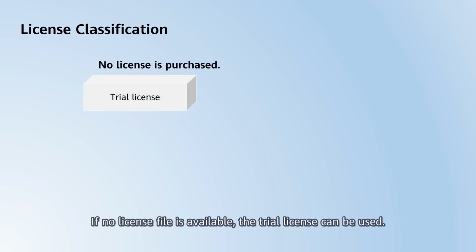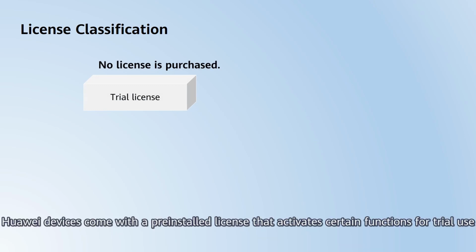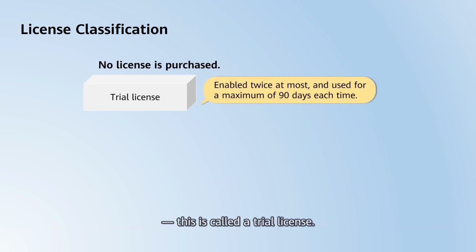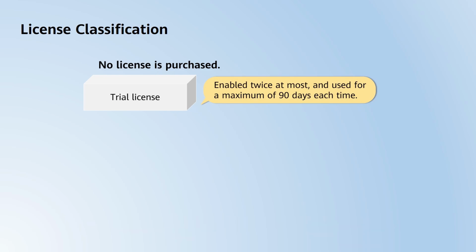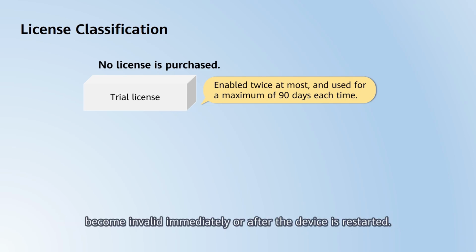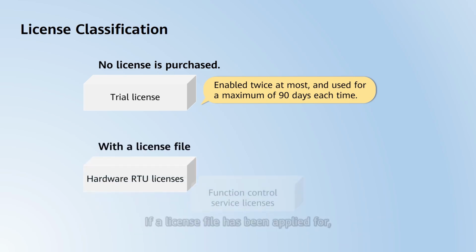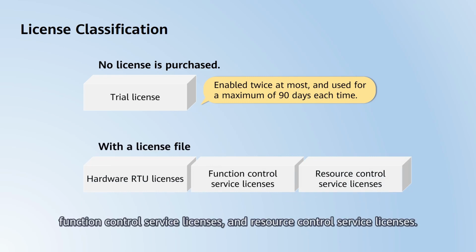If no license file is available, the trial license can be used. Huawei devices come with a pre-installed license that activates certain functions for trial use. This is called a trial license. A trial license can be enabled twice for each R version and can be used for up to 90 days each time it is enabled. When the trial period ends, the features controlled by the trial license become invalid immediately or after the device is restarted. If a license file has been applied for, it may contain hardware right-to-use (RTU) licenses, function control service licenses, and resource control service licenses.